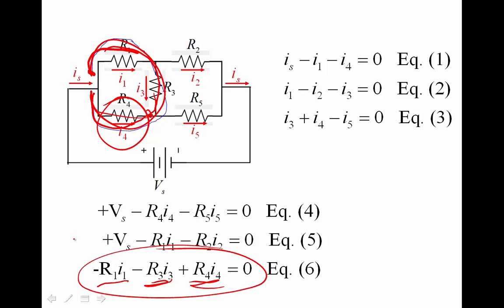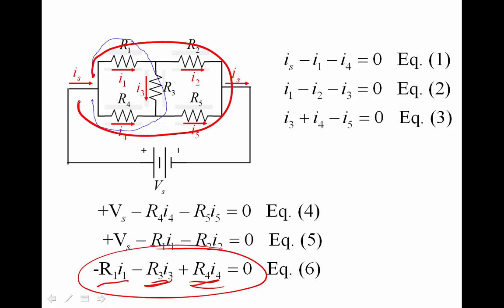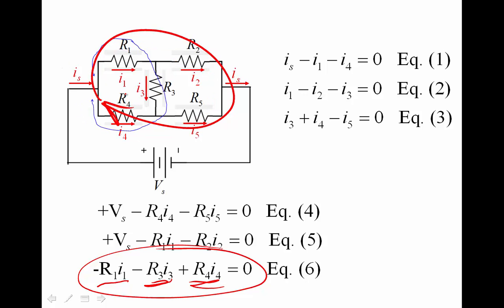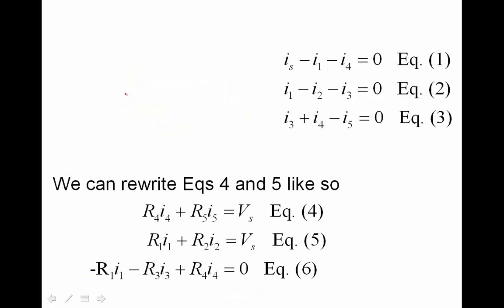And so now we have our 6 equations. We could write other loop equations. We could write this loop. We'd have another equation. We could go through this loop. We'd have another equation. We could do this one. That's a new loop. So any one of those loops is fine to do. But we only needed 6 equations, so we stopped there.